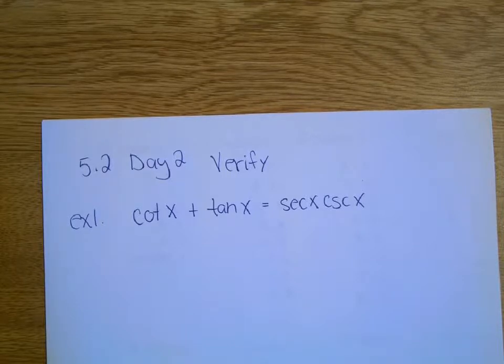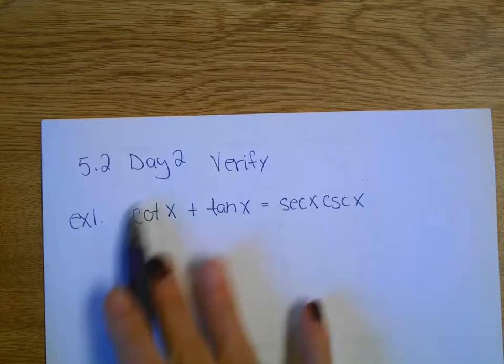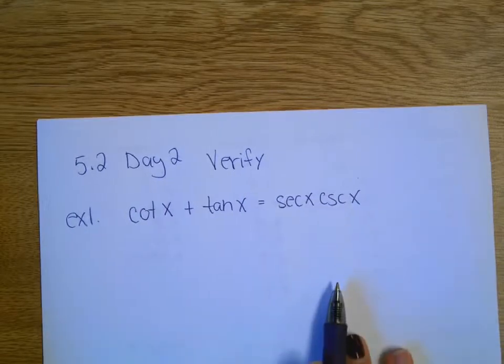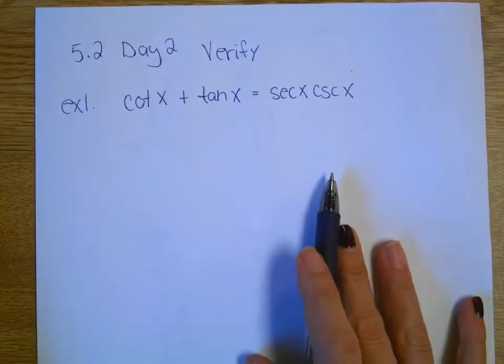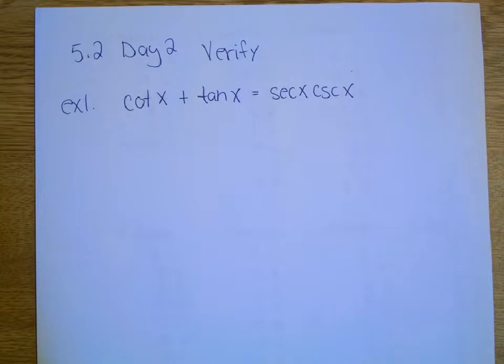Okay. So this is where they're giving us the answer. Our goal is to show that one side equals the other side. So, we work with the more complicated side to make it equal the more simplified side. So what do you consider the more complicated side here? Cotangent. Yeah, so what can you do with cotangent?